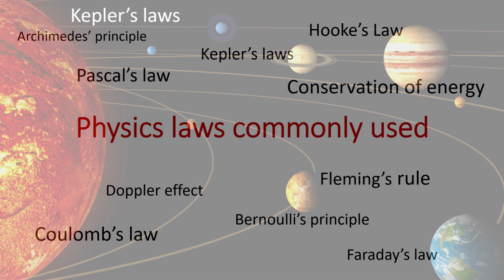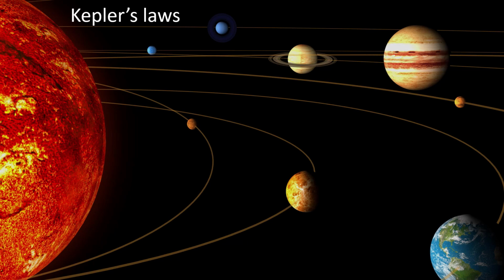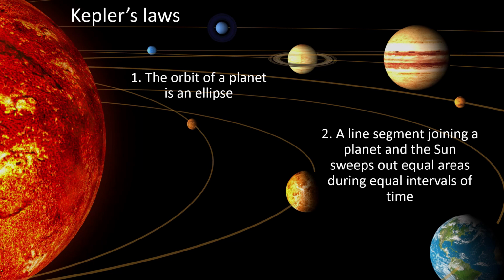Let's start with the Kepler laws of planetary motion. Kepler published 3 different laws in order to describe the motion of planets around the Sun properly. The first one states that the orbit of a planet is an ellipse, with the Sun at one of the 2 foci. The second one states that a line segment joining a planet and the Sun sweeps out equal areas during equal intervals of time.